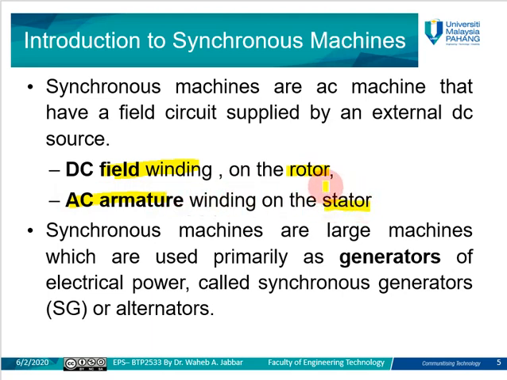So you can see in the induction machine, the field windings are the stator and the armature windings are the rotor. But in the synchronous machine, the field windings are the rotor and the armature windings are the stator. Okay. So the synchronous machines are large machines. In terms of size, they are bigger than the induction machines, and they are primarily used as generators, as we already mentioned. They are rarely used as synchronous motors, in some applications we are going to see later.